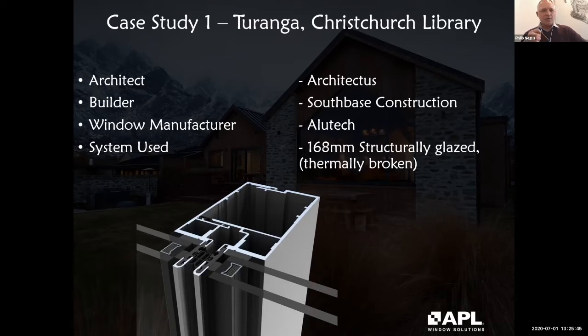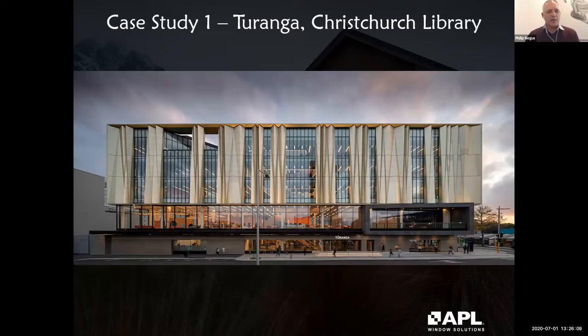I just want to show you this case study, which is actually a commercial building. Those of you who have been to Christchurch recently or in the recent past, Turanga is the Christchurch Library. So we actually used our 168 thermally broken structurally glazed system. They used various different glazing systems. In actual fact, on the exterior facade, they used a couple of different triple layered low E glazing systems.